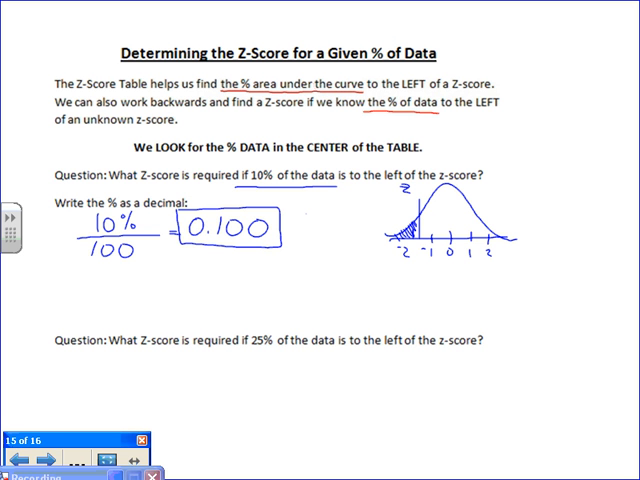So I'm going to try to find a value that is very close to 0.100 in the center of my z-score table. So we're going to look in the center of the table for the closest value that I can find to this. I'm looking for 0.100 in the center of my table. We may not find that exact value, but let's see how close we can get. So take a moment, have a look in your z-score table. We're searching for it.